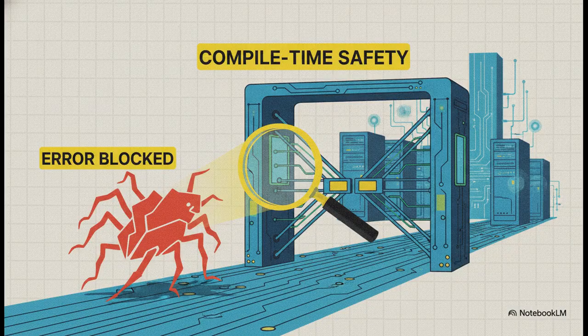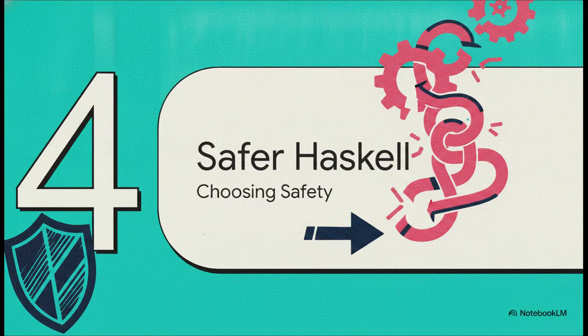But wait, what if you mess up? What if you pass show a type that doesn't actually implement the Show type class? Well, this is exactly where Haskell's brilliant type safety really shines. Instead of waiting until the program is running to explode in your user's face, Haskell catches the mistake before the program even runs. You safely get a compile time error. It tells you exactly what you need to fix, right then and there, rather than giving you a catastrophic runtime crash later on. Section 4, Safer Haskell, choosing safety.